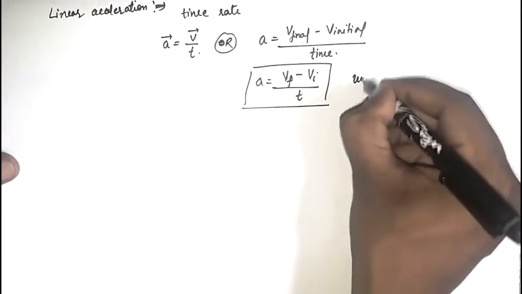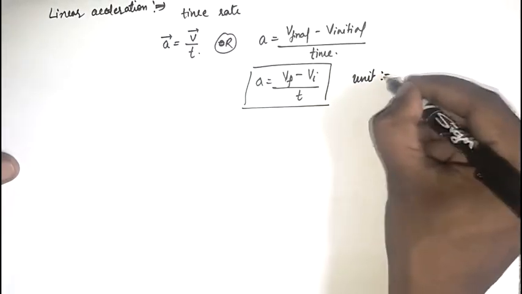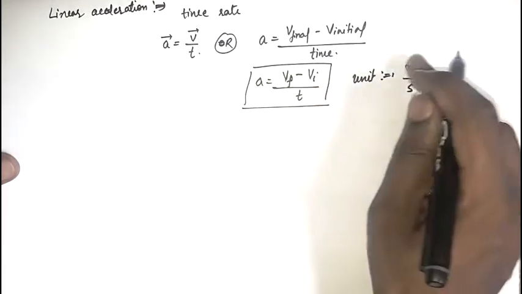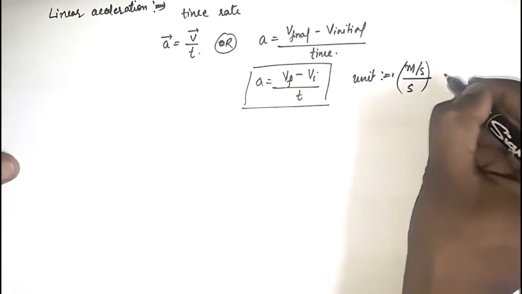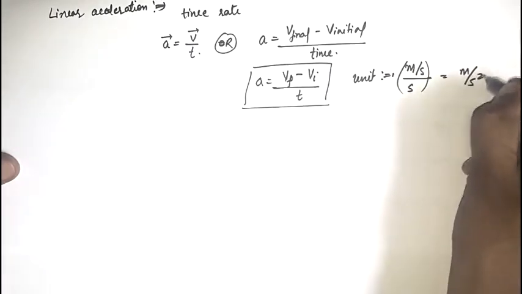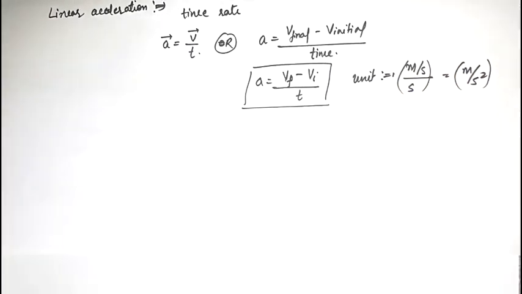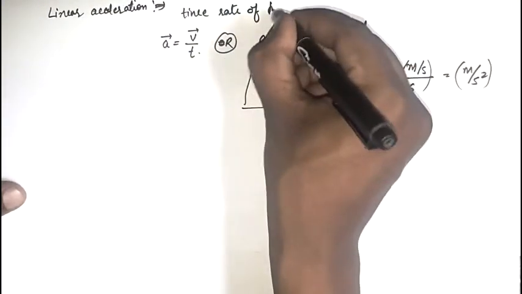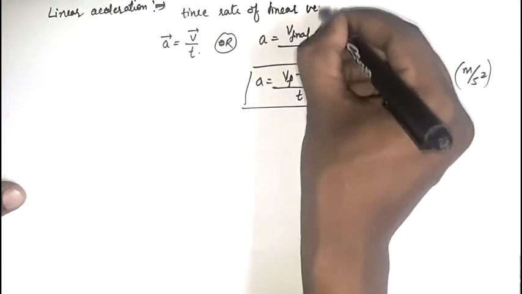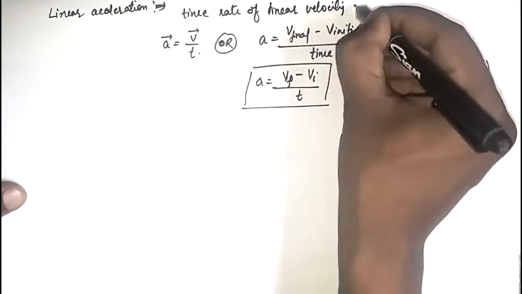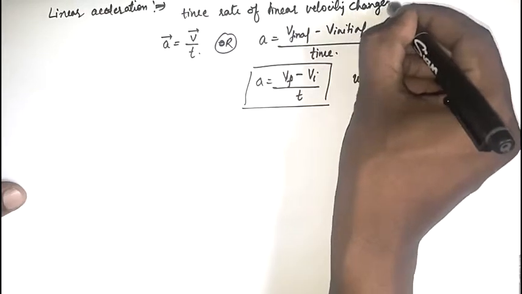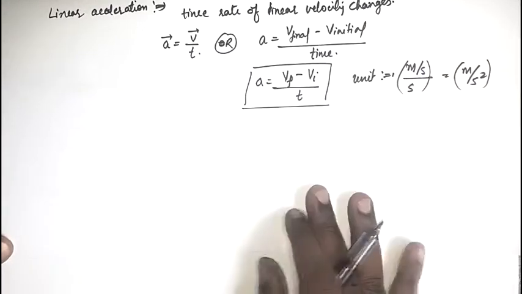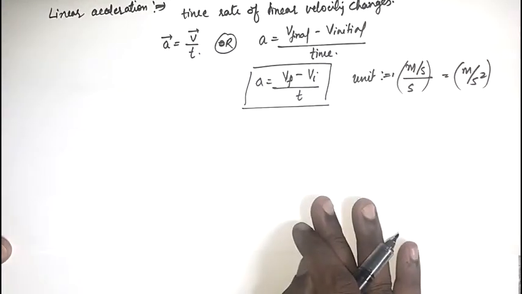So acceleration is vf minus vi upon t, and the unit: for velocity we write meter per second, and upon second, so second into second becomes meter per second square. The time rate of change of velocity, or linear velocity, that is, how the velocity changes in a given time, is called acceleration.